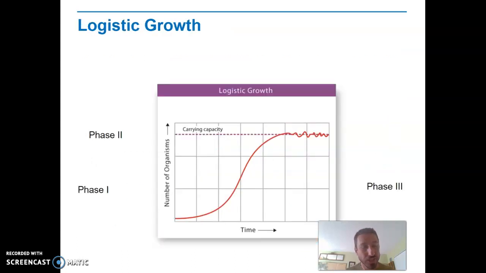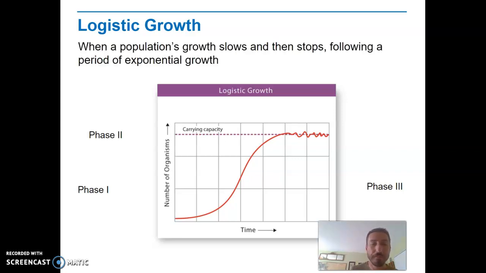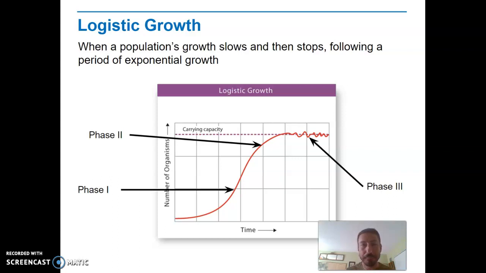More realistic is logistic growth. Logistic growth has 3 phases. The phase of rapid growth, phase 1. The phase where it's starting to level off and the population is still growing but not nearly as rapidly as it had in the past, that's phase 2. And then the carrying capacity, that's the level that the population is expected to remain at and fluctuate up and down around. But phase 3 is when the population is maintaining a relatively steady level influenced by its carrying capacity.